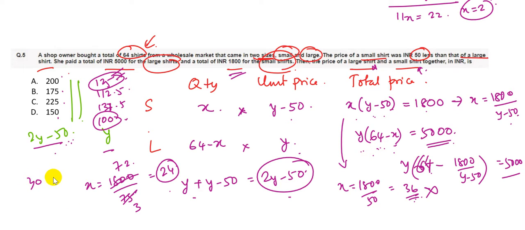So 30 into 125, no wait, 64 minus 24, that's 40. 40 into 125 is 5000. So that means option A is the correct option.